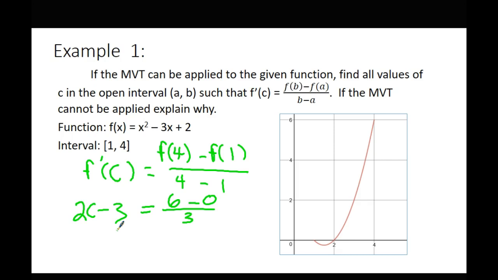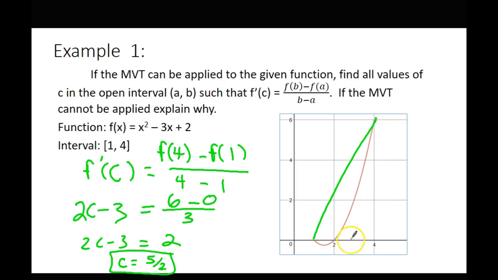Then we solve for c. It's pretty simple after that. So 2c minus 3 is equal to 2. If you add 3 and divide by 2, you'll end up with 5/2 or 2.5. Now that answer makes sense because if you come over here to your graph, we had our secant line, right? 2.5 is right here, so if I go up and put a dot and draw a tangent line there, that's about parallel to the other one. So we found the point at which the instantaneous rate of change is equal to the average rate of change. Okay?